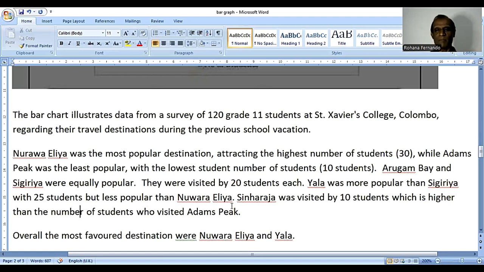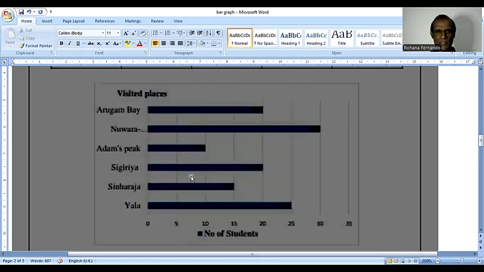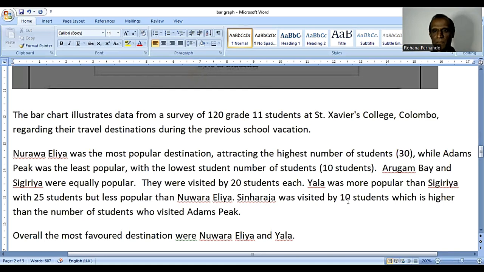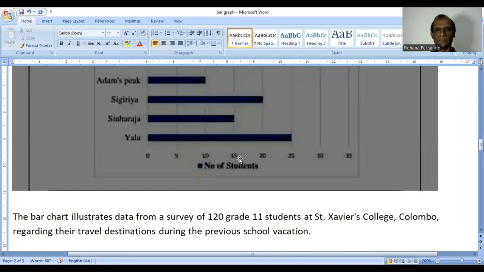Singaraja was visited by 10 students. 15 students. Singaraja was visited by 15 students, which is higher than the number of students who visited Adam's Peak.